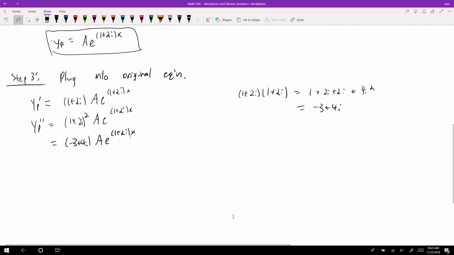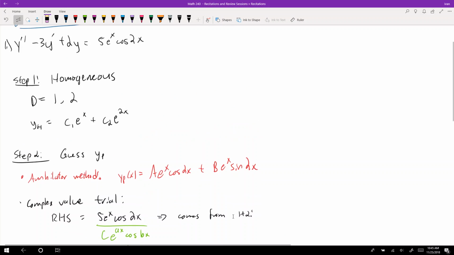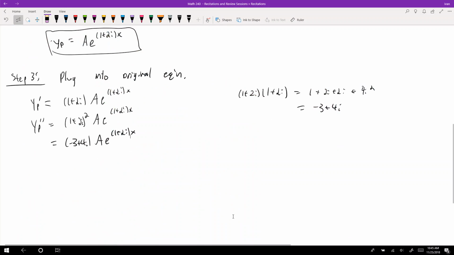So now we want to plug it back into the original equation, which is y double prime minus 3y prime plus 2y is equal to 5e to the x cosine 2x. Actually, when you do complex value trial, you need to make the right-hand side also this e to the 1 plus 2i x guy now.